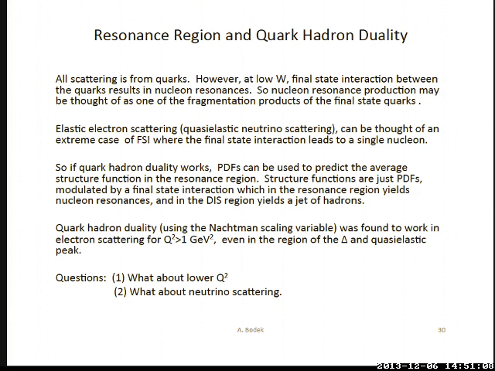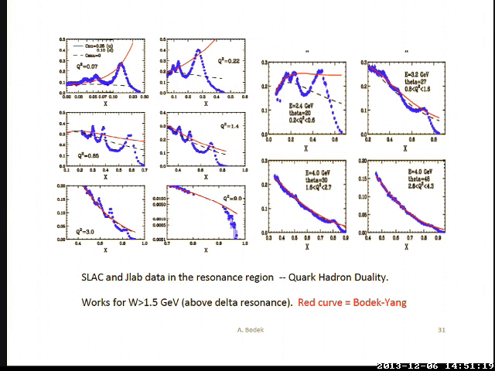So the question: what about lower Q squared? I mean, you're pushing it below 1. And what about neutrino scattering? Is that supposed to work for neutrino scattering? First of all, let me show you what it looks like. If you take the curve, it averages over these resonances.